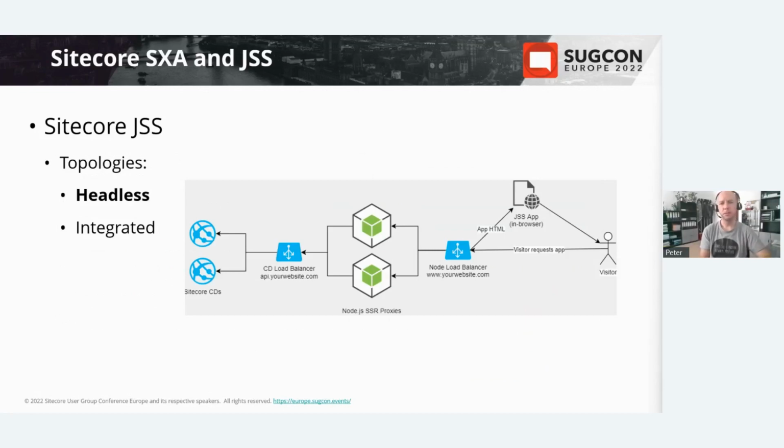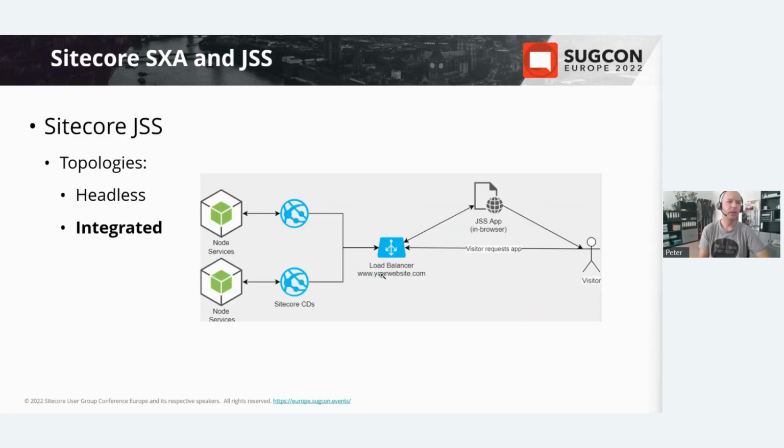If we simplify things, the rendering of the application itself is done on the server side. So the proxy is doing it. For the integrated mode, more or less the heavy lifting is fully done on the CD server. So basically the CD is generating the API request and also is generating the HTML at the end.